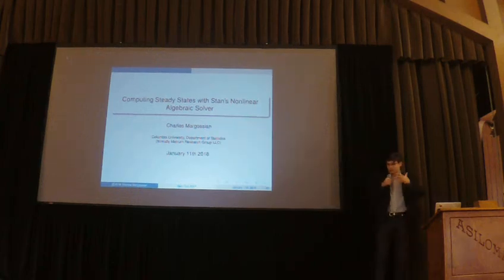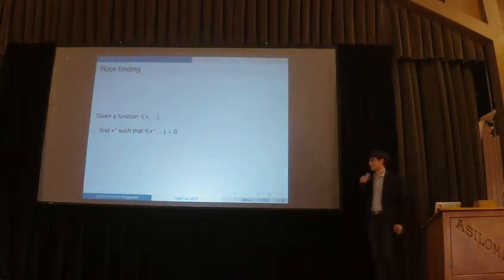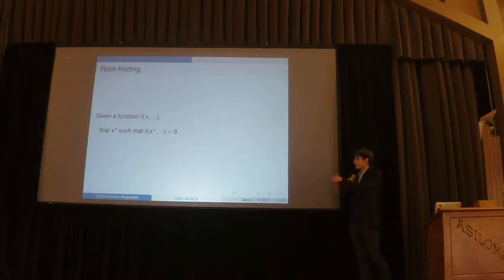And I want to introduce you to a new feature that's available as of Stan 2.17, which is the nonlinear algebraic solver. So what does it do? It's fairly straightforward. Let's say we have a function that depends on x and maybe other arguments. We want to find x star such that f of x star goes to 0.